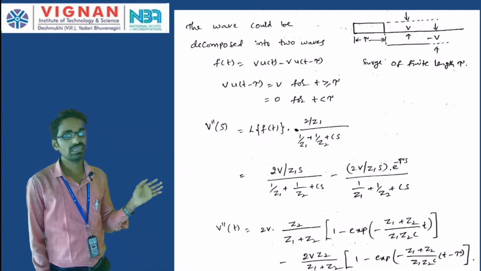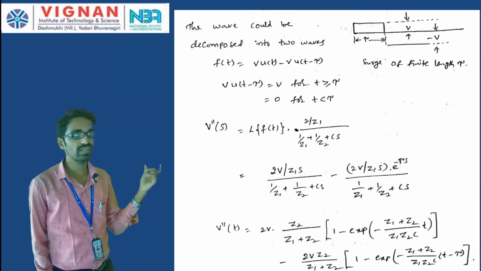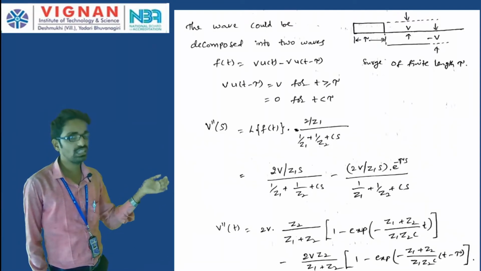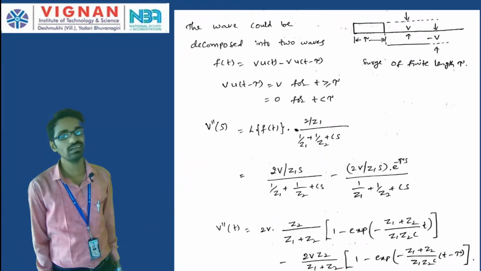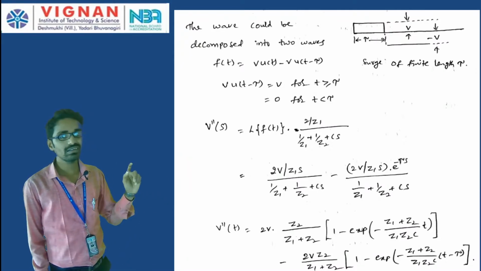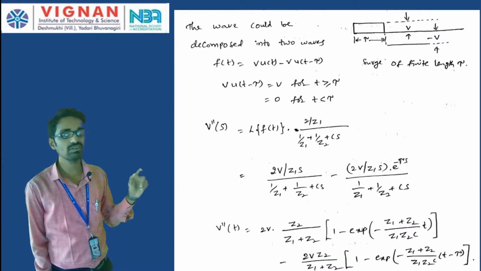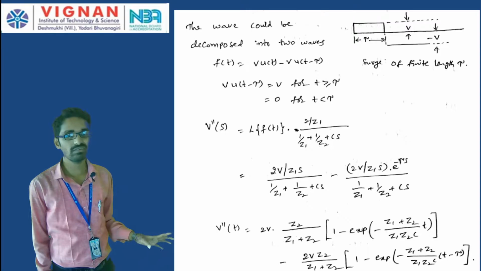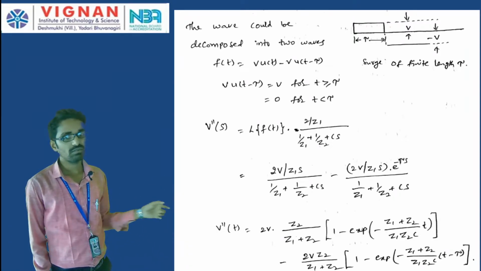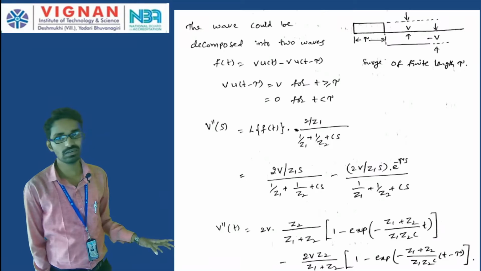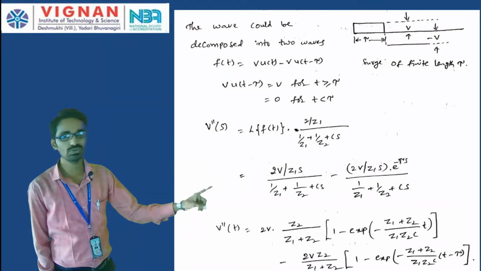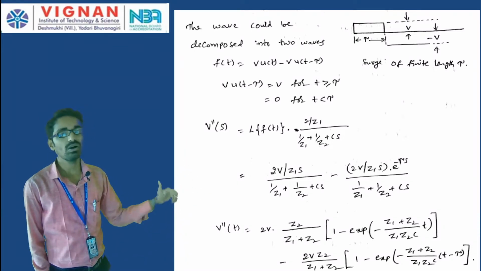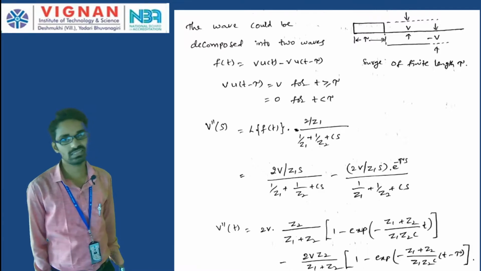If t is greater than or equal to tau, then you are going to get v into u of t minus tau, the value is v, and it is equal to 0 for t less than tau. So if I write the inverse Laplace transformed equation for that, V double dash of s, you are going to get 2v z1 of s by 1 by z1 plus 1 by z2 plus cs, minus 2v z1 of s into e power minus tau s by 1 by z1 plus 1 by z2 plus cs.